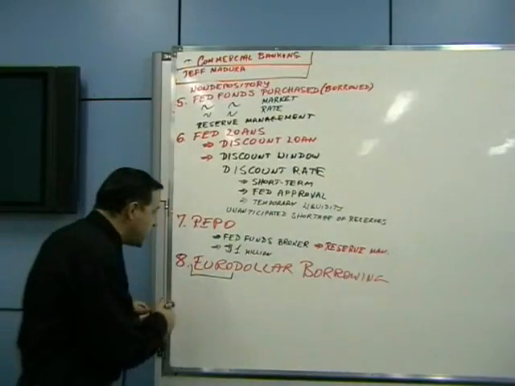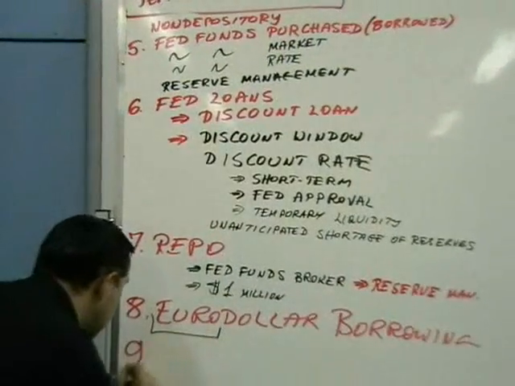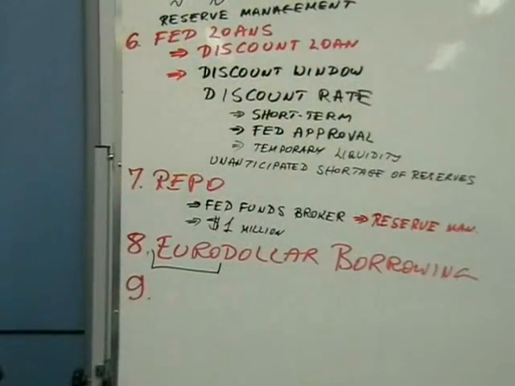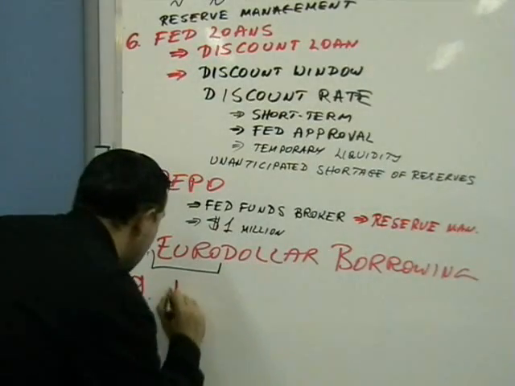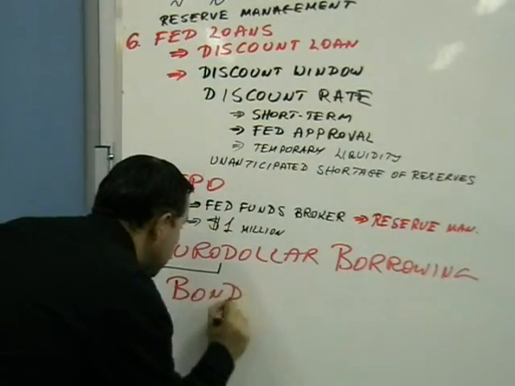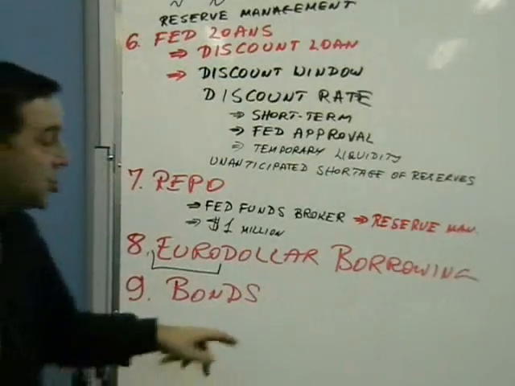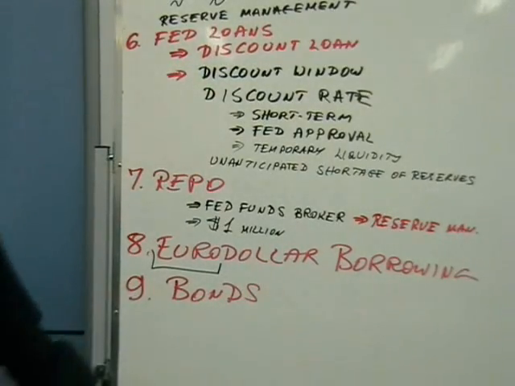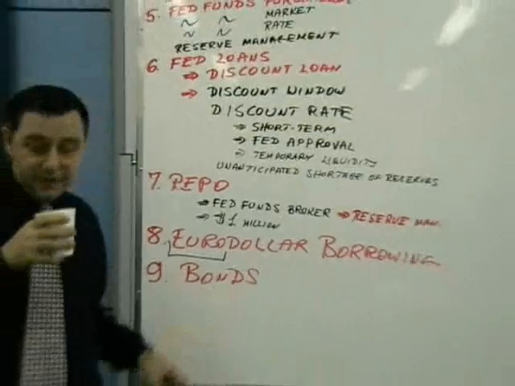Number 9 is, what do they call it? Bank bonds. So, you have bonds. The idea of a bond is to provide a long-term source of funds.